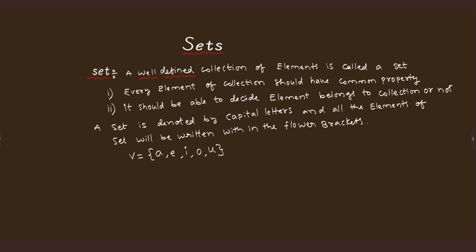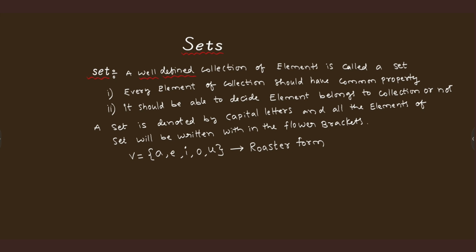Okay, this is a representation of a set, and this type of representation we call roster form. In roster form of representation, all the elements of the set are written within flower brackets and separated by commas. So we can see directly what the elements are in roster form.